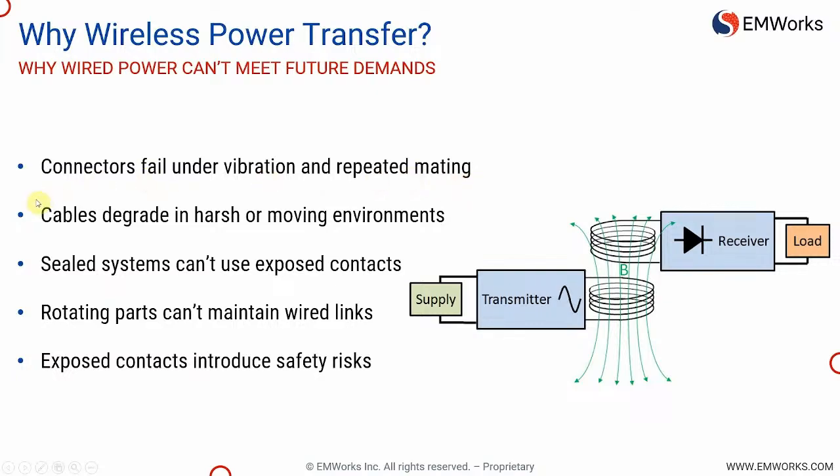Physical contacts are vulnerable to friction, vibration, moisture, and corrosion, which eventually lead to mechanical failure. Cables and plugs also require frequent replacement, especially in harsh or industrial environments, resulting in high maintenance needs. In addition, wired connections restrict mobility and prevent the design of fully sealed, waterproof, or rotating systems. This creates significant design limitations.